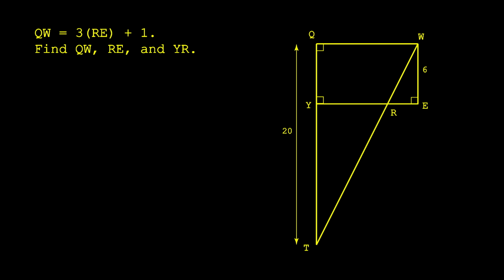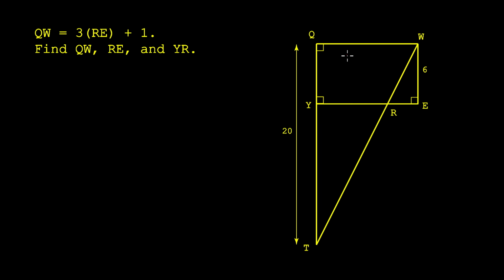In this video, we will be doing algebra from geometry. As always, the algebra comes from the geometry of the problem. This will involve a rectangle and similar triangles. So first we have QW equals 3RE plus 1, then find QW, RE, and YR.